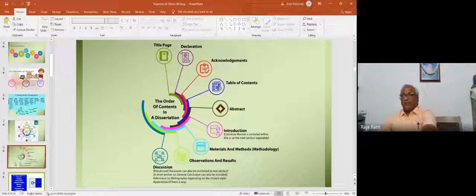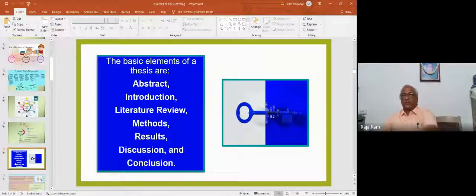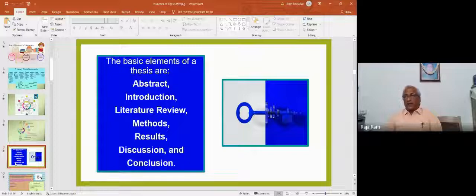And the next one is there are five major elements, not five but seven major elements, that you can see in a research always. These things should be included. The abstract should be there, introduction should be there, literature review, there's something more important because that supports our argument, or discussion. The next one is methods. It's followed by results, discussion, and conclusion.